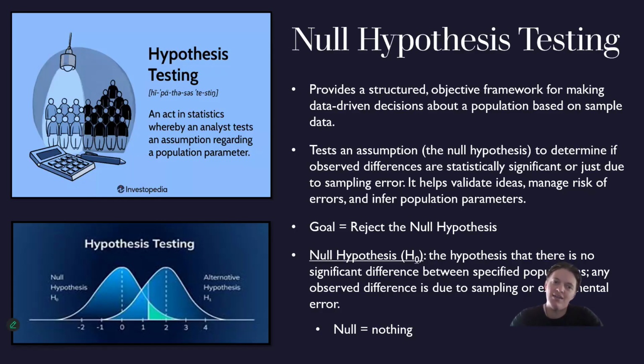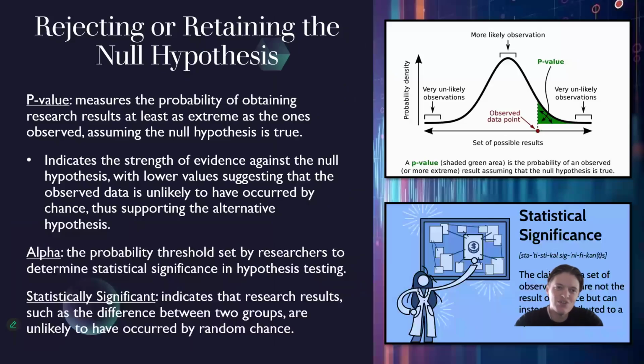That's your goal in inferential statistics, to reject the null hypothesis. Rejecting or retaining the null is based off of a couple of things, right? So we have what's called a p-value. Your p-value measures the probability of obtaining research results at least as extreme as the ones observed, assuming that the null hypothesis is true. So it indicates the strength of the evidence against the null hypothesis.